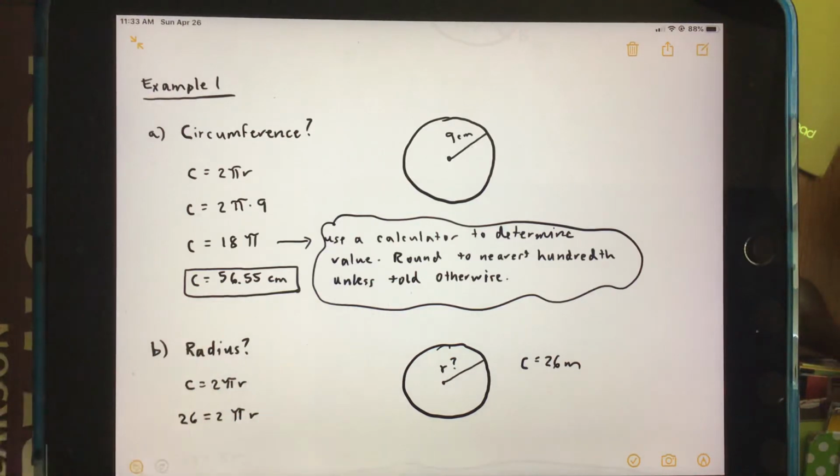So using our calculator, rounding to the nearest hundredth, we get 56.55 centimeters for the circumference of the circle that has a radius of 9 centimeters.